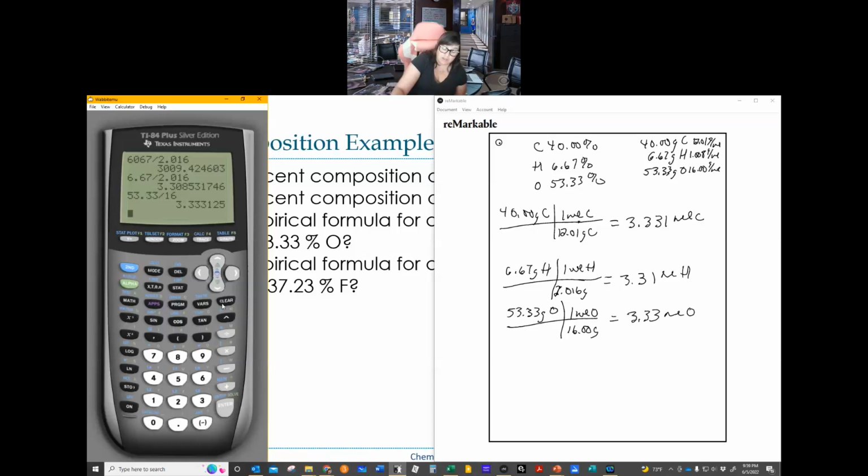So if I write that as C 3.331, H 3.31, O 3.33, and divide by the 3.33, that's going to give me CHO, approximately, as my empirical formula.